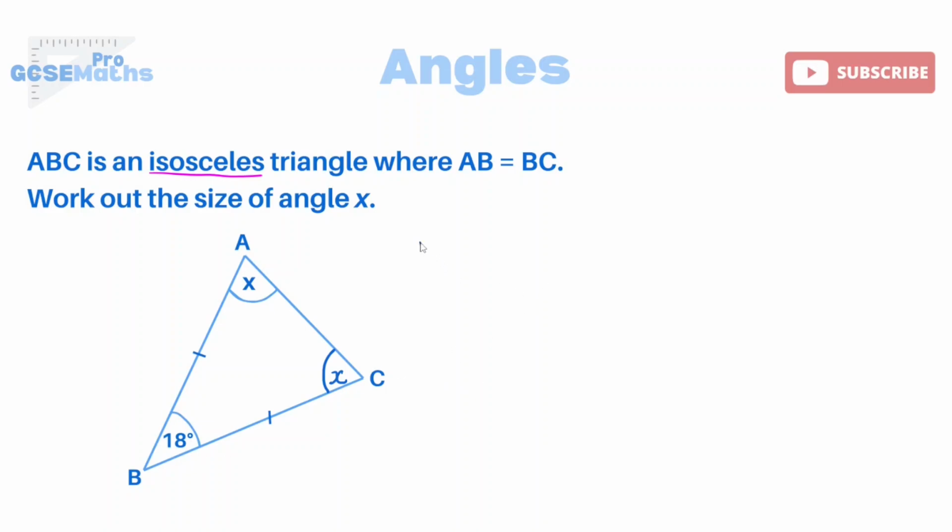Well, what we can do in this case is we can still take away the 18 and figure out what's left. So 180 minus 18 is 162 degrees. Now, the 162 degrees is shared between angle A and angle C. Now, specifically, we know that both of those angles are exactly the same. So the 162 degrees is shared equally. So that means I can divide it by 2, and that should give me 81 degrees.